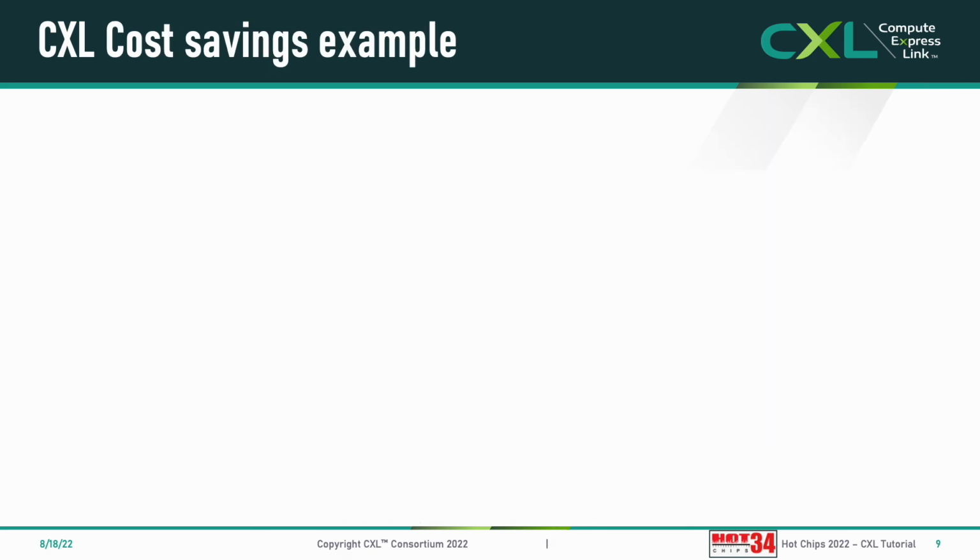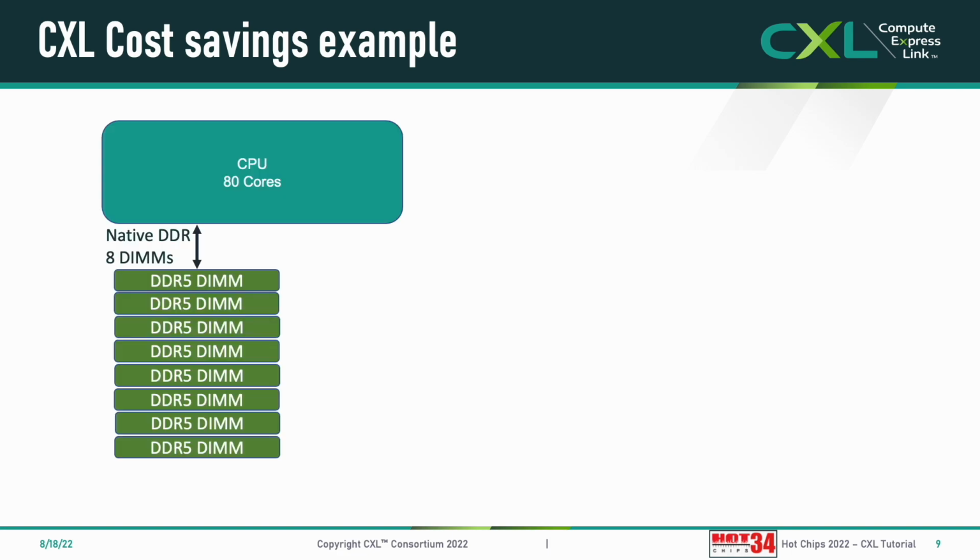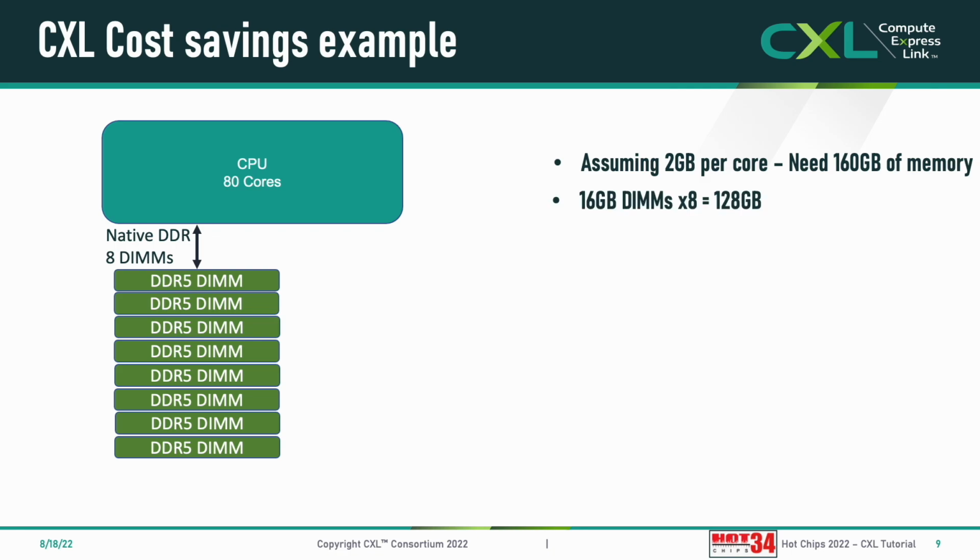Let's look at a concrete example of cost savings with CXL. Assume that we have a CPU with 80 cores and 8 DDR channels at 1 DIMM per channel. Further assume that the application needs 2 gigabytes per core in capacity. So we need a total of 160 gigabytes of memory capacity. However, using 16 gigabyte DIMMs, we can only get to 128 gigabytes. If we use 32 gigabyte DIMMs and populate all channels, we overshoot by almost 100 gigabytes, and at $5 per gigabyte, we would be paying nearly $500 more for unused memory.